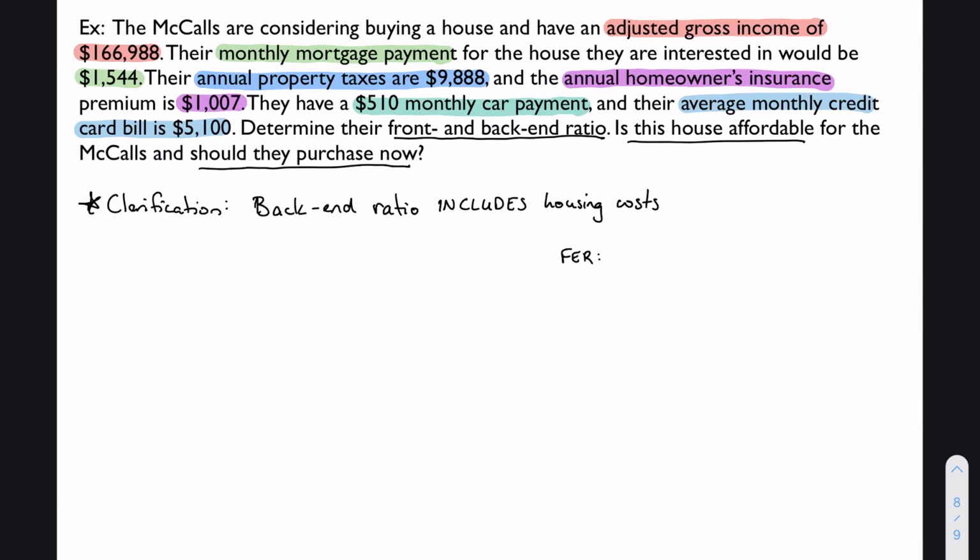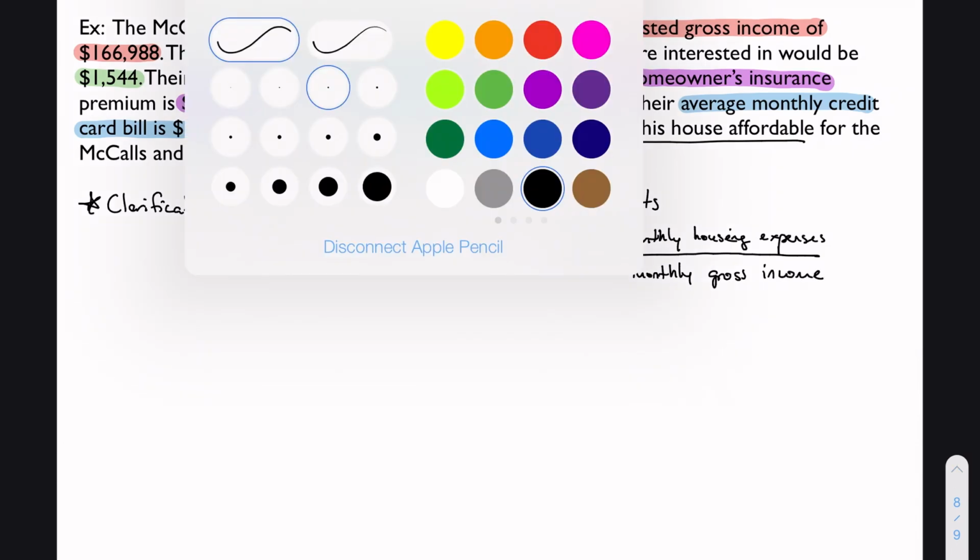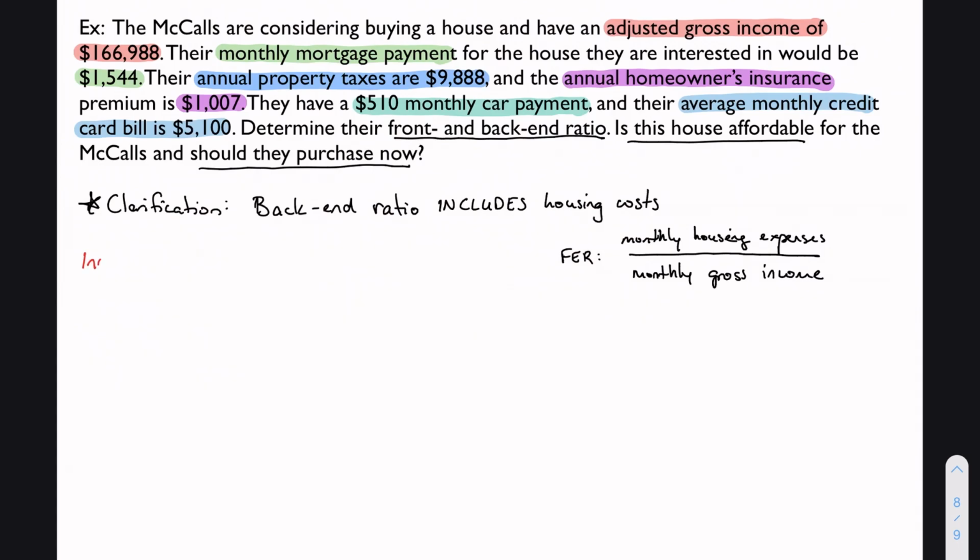I'm looking at my monthly housing debt, or housing expenses, I suppose, relative to my monthly gross income. So let's start isolating information. We have an annual income, $166,988. That's annual. So monthly, we're looking at $13,915 and 67 cents per month.